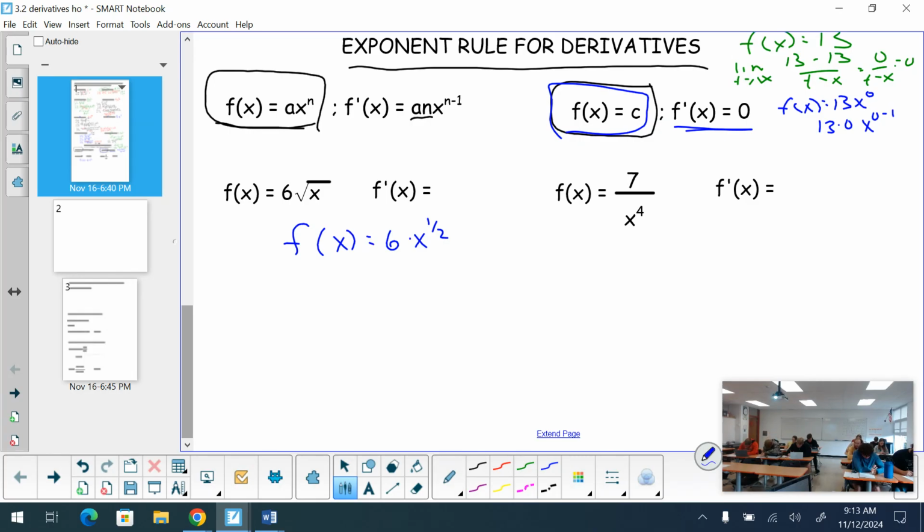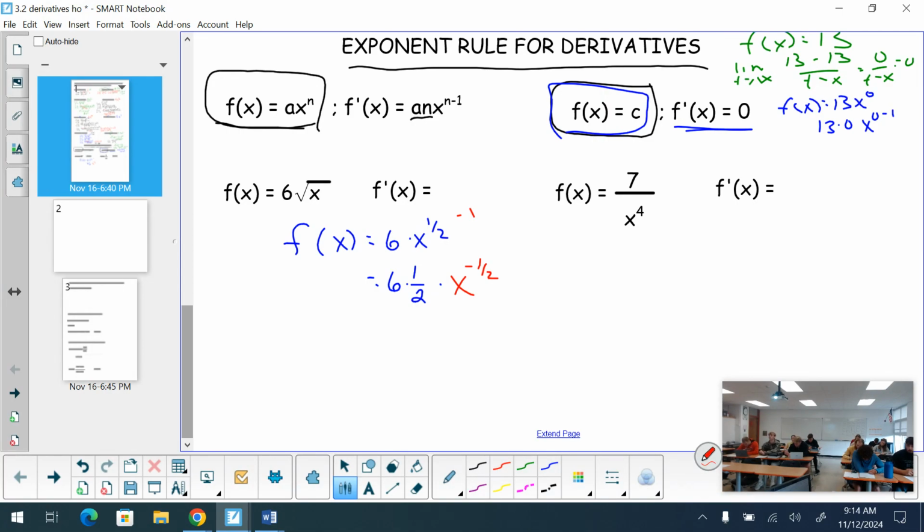So apply your exponent rule to this. Well, exponent rule, the exponent comes out front. So we have 6 times 1/2. And then we have to subtract 1. So we have 1/2 minus 1. So we have negative 1/2.